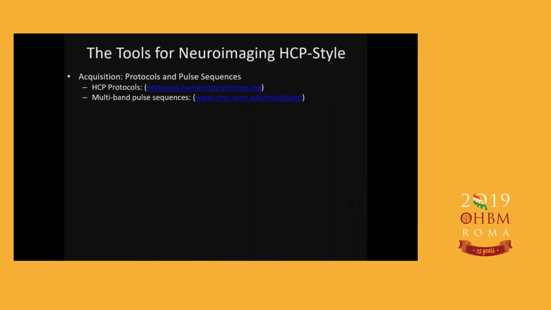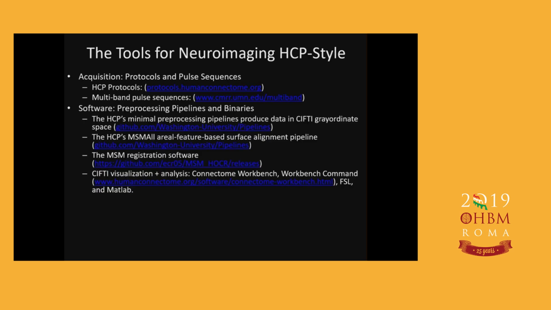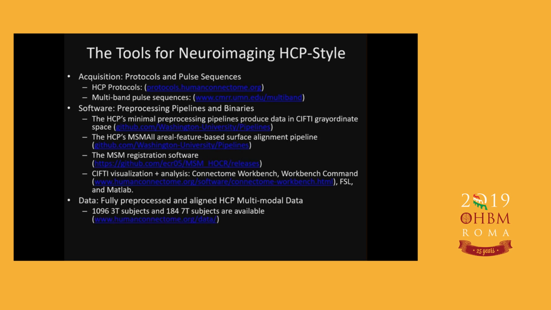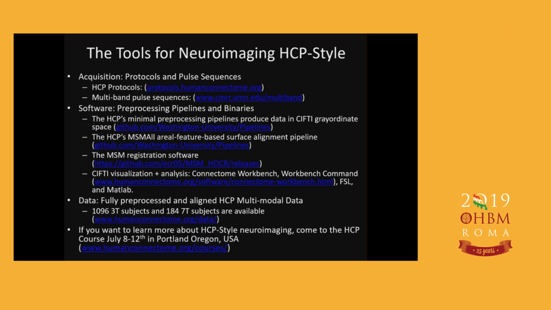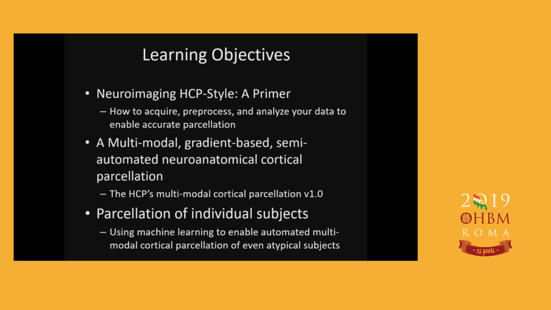So the tools for neuroimaging: HCP-style protocols and MR sequences are available at humanconnectome.org up here, and the CMRR website for the sequences. Software, the HCP's multimodal preprocessing pipelines, MSM-all pipeline are available on GitHub, as is the MSM algorithm itself. Connectome Workbench at humanconnectome.org. The fully preprocessed and aligned multimodal data of just under 1,100 subjects is available at humanconnectome.org. And then finally, there is still time until about maybe the end of this week, if you're interested more in these topics, to come to the HCP course in Portland, Oregon, which is in July.